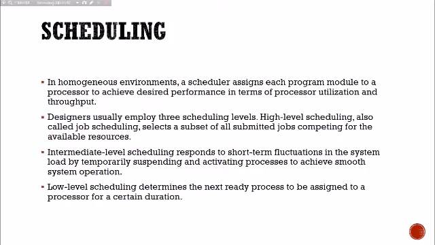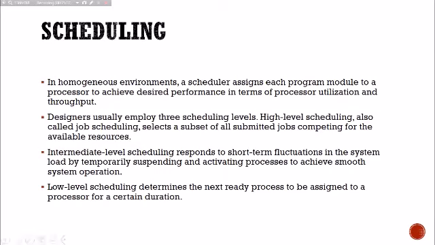Now we'll go for scheduling. In homogeneous environments, a scheduler assigns each program module to a processor to achieve desired performance in terms of processor utilization and throughput. So we have many tasks to do for a processor. So those tasks will be assigned based on the scheduling or the priority. All the tasks are to be scheduled to get the proper throughput and the proper utilization of the processor.